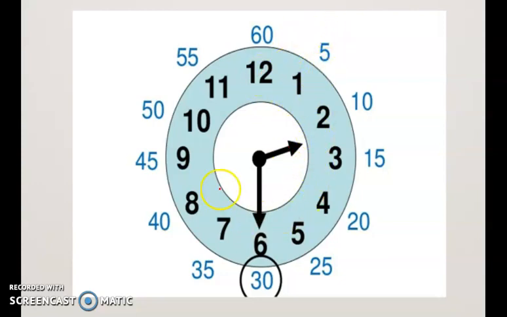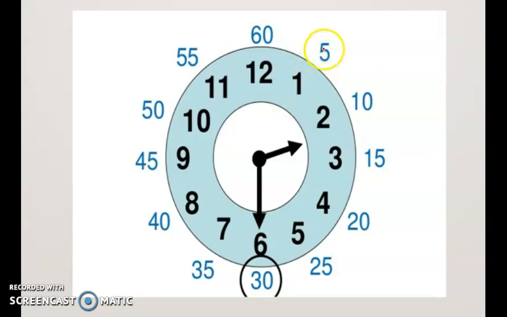Like this section is for the hour. You can see that there is 2 o'clock or 3 o'clock, but that is for minutes. You can't say that it's 2 o'clock and 6 minutes. No. The method to read the minute hand is that you have to use the times table of 5. You have to say the 5 times table.